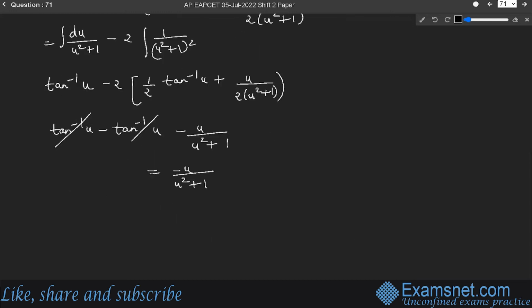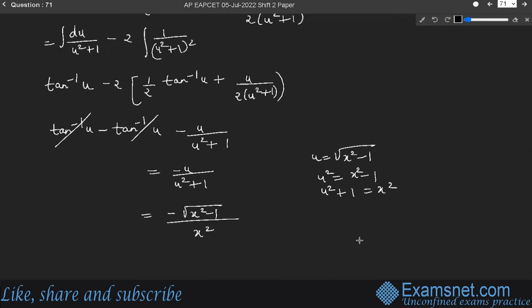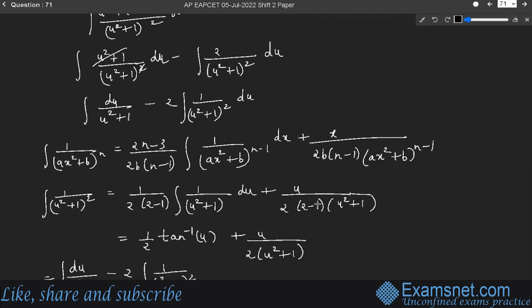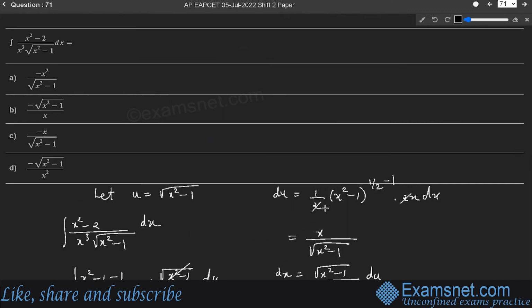We know that u is equal to under root of x square minus 1, and u square is equal to x square minus 1, and u square plus 1 is equal to x square. So substituting all these values here, we get minus of under root of x square minus 1 divided by x square. So this is the required answer for this question. Therefore, we can say that the correct option here is minus of under root of x square minus 1 divided by x square, which is option number D here. I hope this question is clear to you.